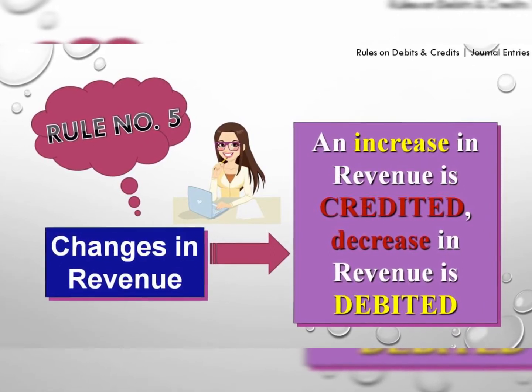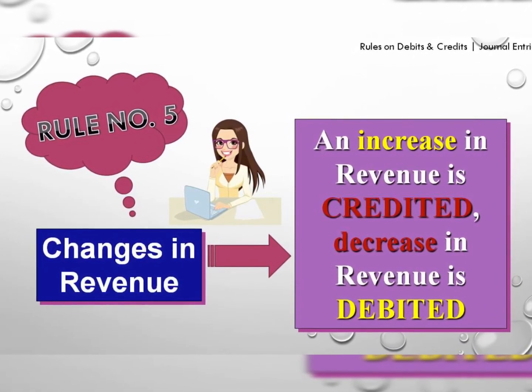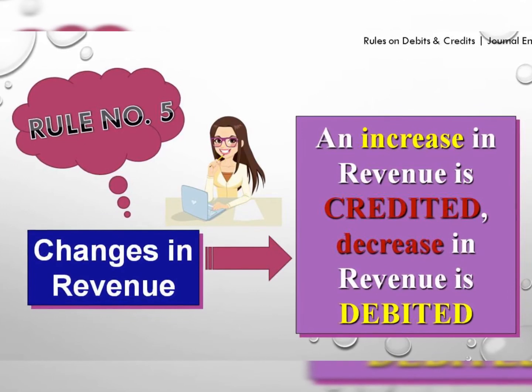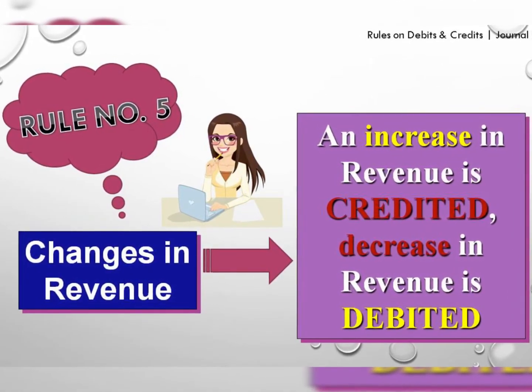Rule number 5. Changes in revenue. An increase in revenue is credited. Decrease in revenue is debited.